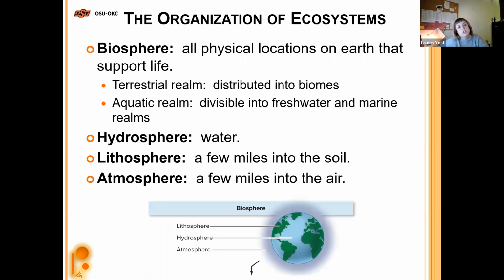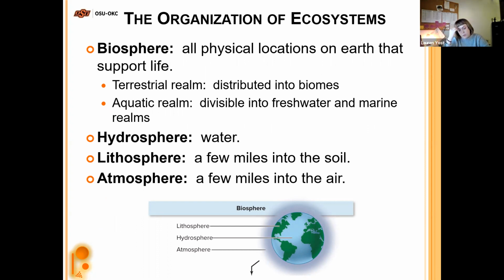So the biosphere is a term that refers to all physical locations on Earth that will support life. We're talking about dividing it into the terrestrial versus the aquatic realms. Okay, so that's one way we can divide it: terrestrial versus aquatic. Terrestrial, obviously land; aquatic, obviously, freshwater and marine realms. You can divide that even further.